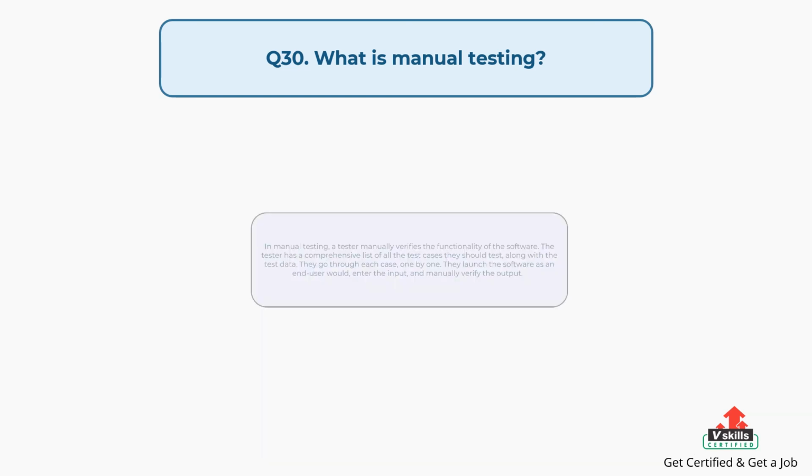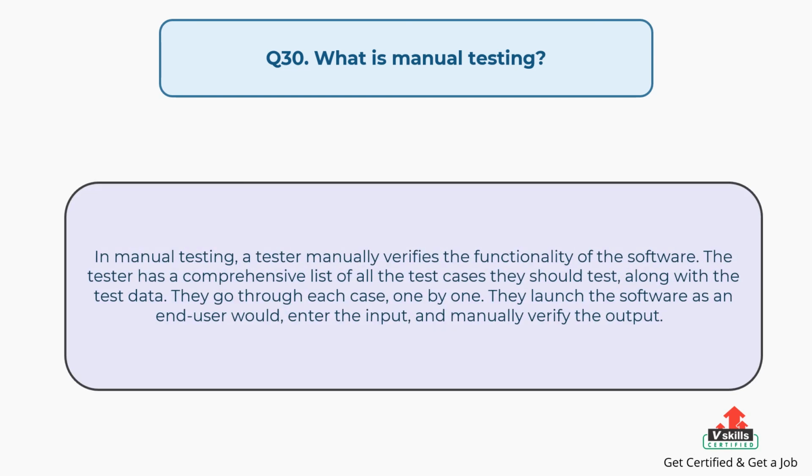The answer is: in manual testing, a tester manually verifies the functionality of the software. The tester has a comprehensive list of all the test cases they should test, along with the test data. They go through each case, one by one. They launch the software as an end user would, enter the input, and manually verify the output.